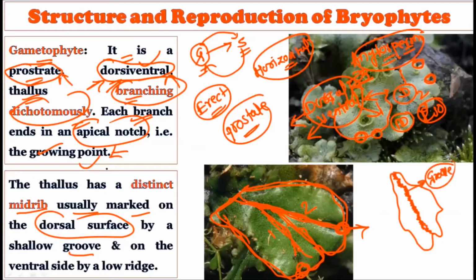Okay, the thallus of the Marchantia forms the groove, and on the ventral side, a low ridge. On the back side of it forms the low ridge. So the thallus of the Marchantia shows the midrib, and on the dorsal surface it forms a shallow groove, and on the ventral surface a low ridge is formed. Okay, so this is how the gametophyte structure of the Marchantia is.